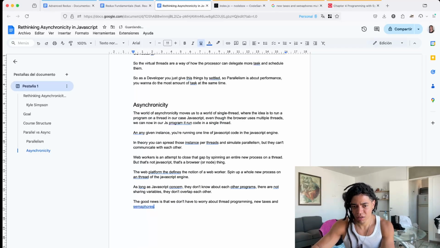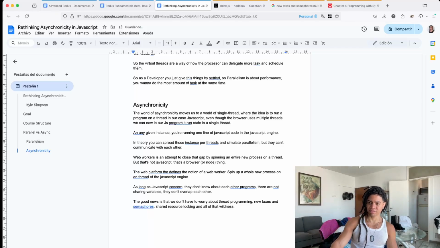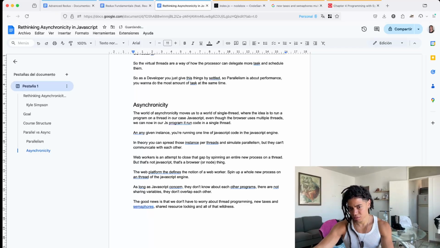We don't have to deal with mutexes and semaphores and all that other craziness, and shared resource locking and all of that wildness. We know that only one function can be running at a given time. And if you have two separate JavaScript engines running, it doesn't matter because they're not going to be operating over the same shared space anyway.